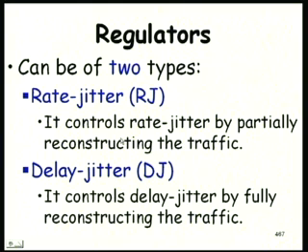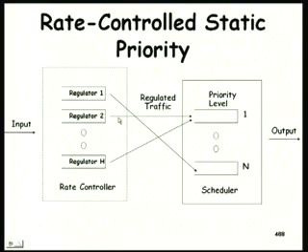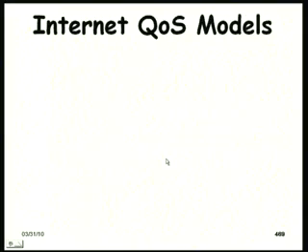So, this is a more sophisticated form of service discipline as compared to the simpler rate based service disciplines. There are different regulators which keep track of the traffic, and then they transmit it to the scheduler after they have reshaped the traffic.